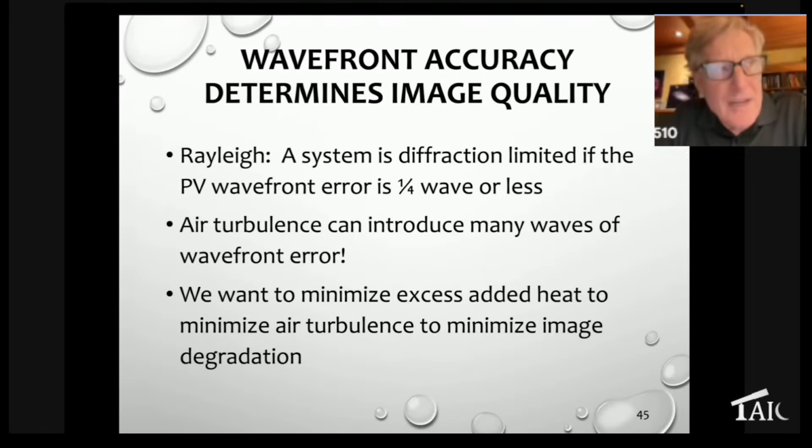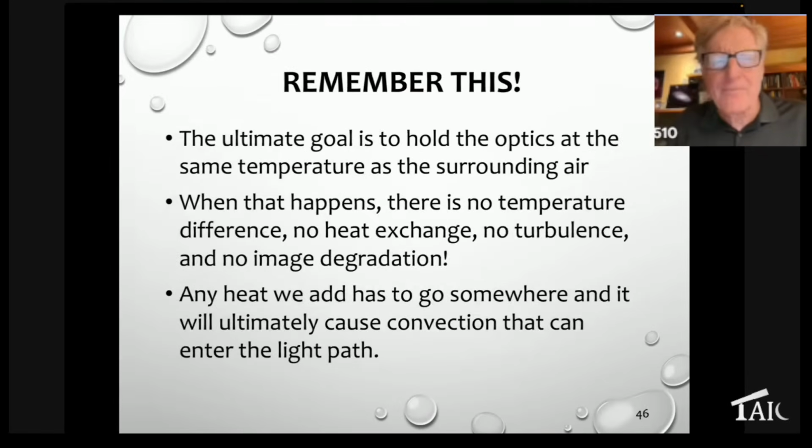Now, obviously, seeing does that. So, we can't control that. But what we really want to do is minimize the excess added heat to our system to minimize that air turbulence, to maximize our image quality, minimize image degradation. We want the best possible image. And the more heat we add, the more turbulence we have, and it's basically creating really poor local seeing conditions. So we want to minimize that amount of heat.